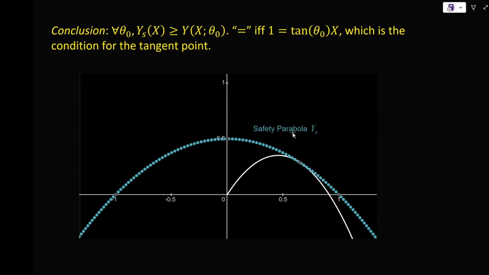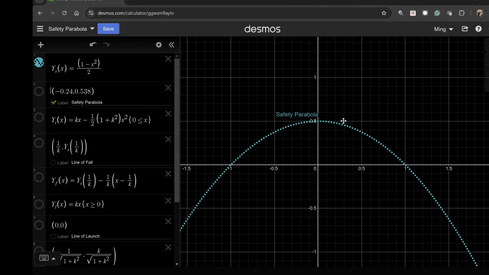And here is a visualization of the relationship between the safety parabola and an arbitrary trajectory. Let's take a look at a more dynamic visualization. So here I am using Desmos, an online graphing calculator. I first plotted the safety parabola, 1 minus x squared over 2. Then on the diagram, I'm going to add an arbitrary trajectory. The trajectory is parameterized by k, that is the tangent of the launch angle.